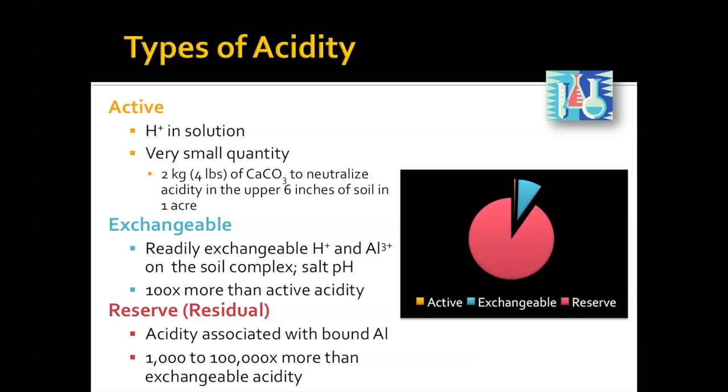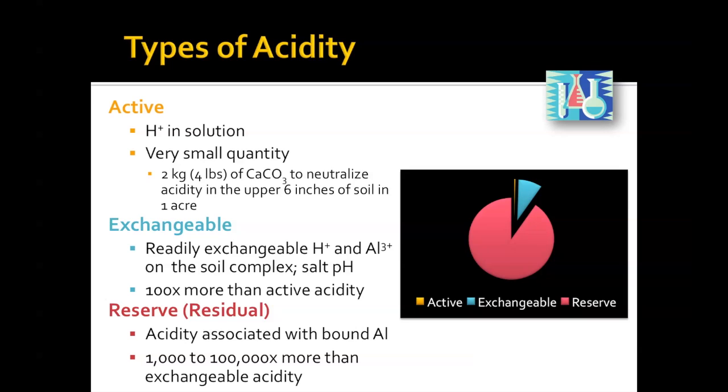So typically you're looking at about 4 pounds of lime per acre to neutralize the soil, say from a pH of 6 to a pH of 7, somewhere around that. That's typically what you'd apply in a liming application. The exchangeable and reserve or residual acidities are a much higher quantity, but they're not readily seen in the soil.